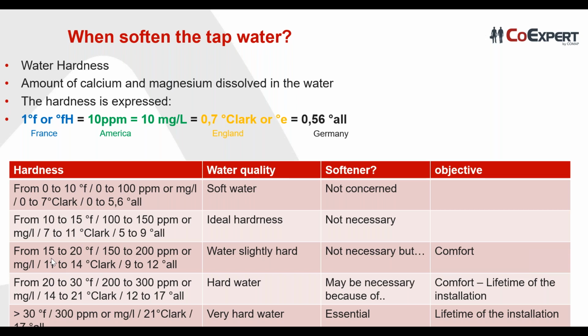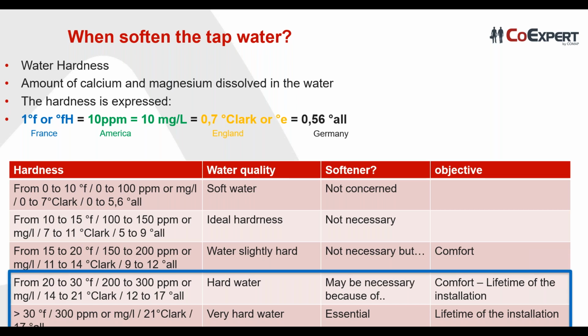But above 20, I'm talking about French degrees, the water is becoming hard and it can be necessary. It's essential when the hardness is above 30 French degrees, because the water is very hard, so there is a big scale deposition, and for the lifetime of the installation, it's essential to install a softener. So above 15, it's not necessary. Above 20 to 25, it's a good idea to install a softener. So it's mainly about the hardness.